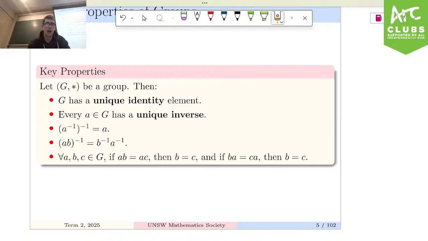So if we have two products equal to each other, so we have BA equals CA, then we can cancel out A with its inverse. So to say B equals C.